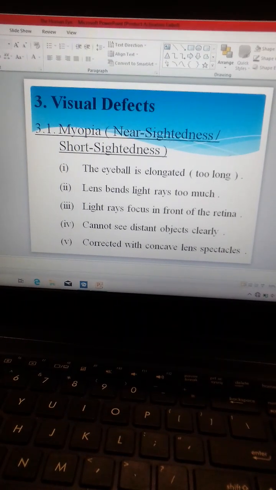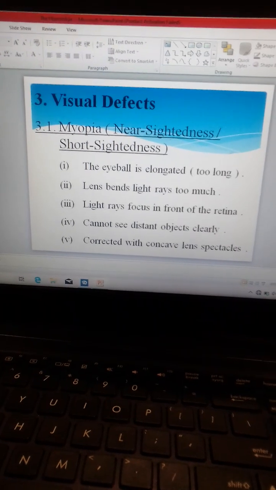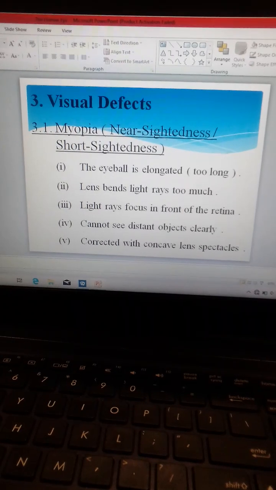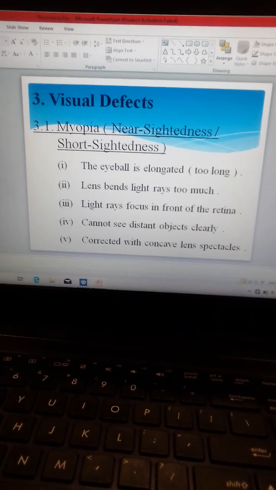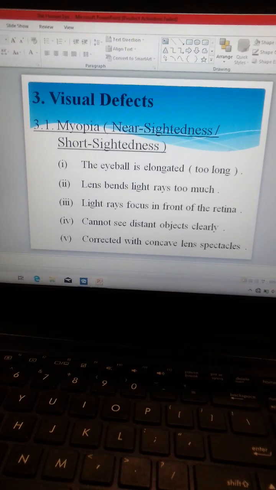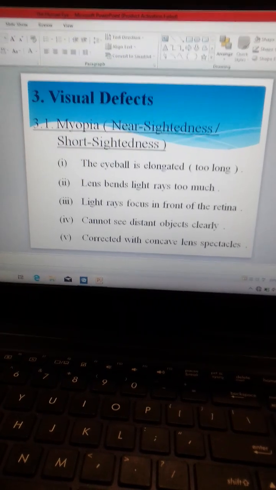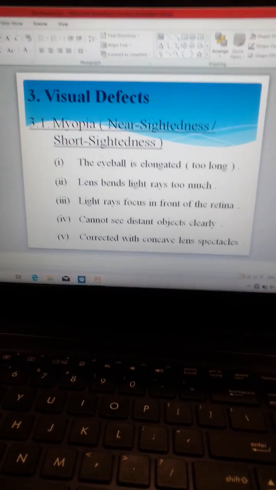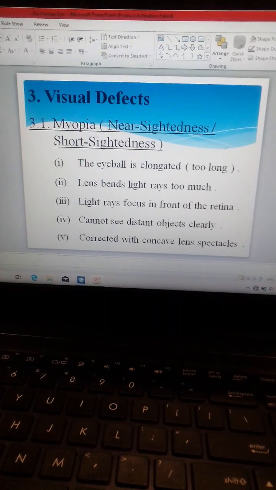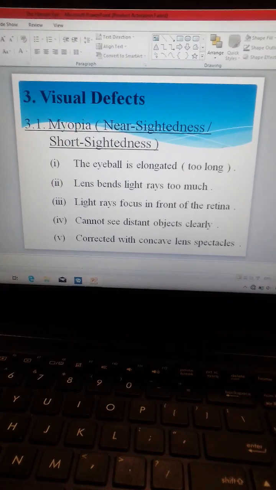Now, the visual defects that you're expected to know, this is from the Via Africa study guide. In myopia, which is nearsightedness or short-sightedness, the eyeball is elongated or too long. The lens bends light rays too much. Light rays focus in front of the retina, so the image is formed in front of the retina, not on it. You cannot see distant objects clearly. Myopia is corrected with concave lens spectacles.